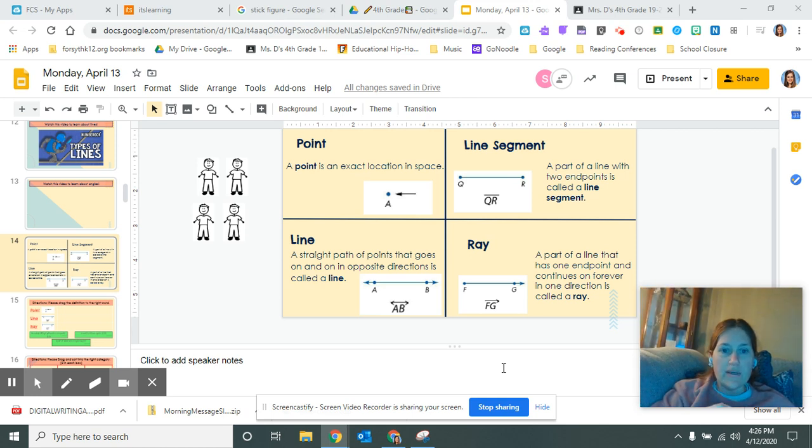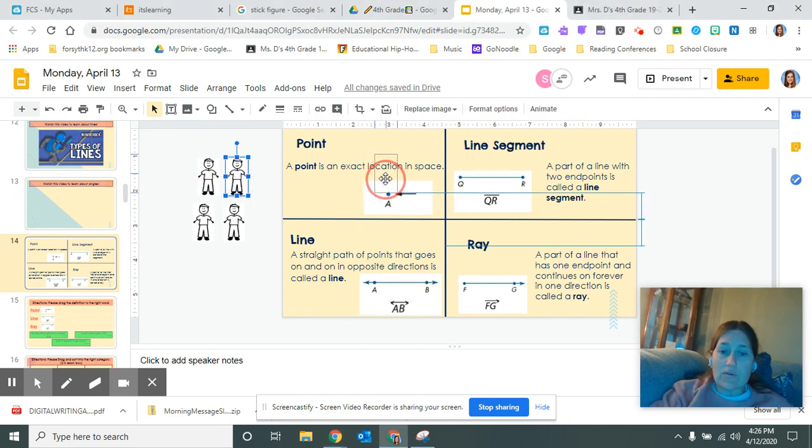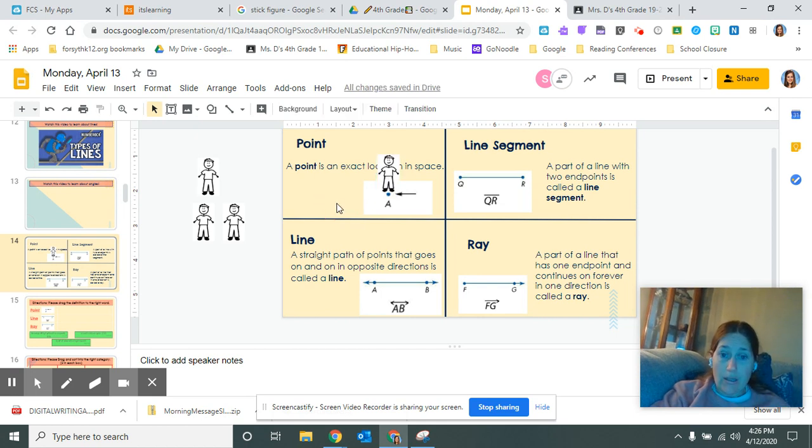Okay, guys, so I am here to explain a little bit about our math vocabulary today. If you are looking at my screen, the first vocabulary word is the word point, which is an exact location in space. So it can be an exact location by itself. It can be an exact location on a line that you're familiar with. But anytime that you see a point like that, a point, a dot, you're going to think of it like it's a stop sign.